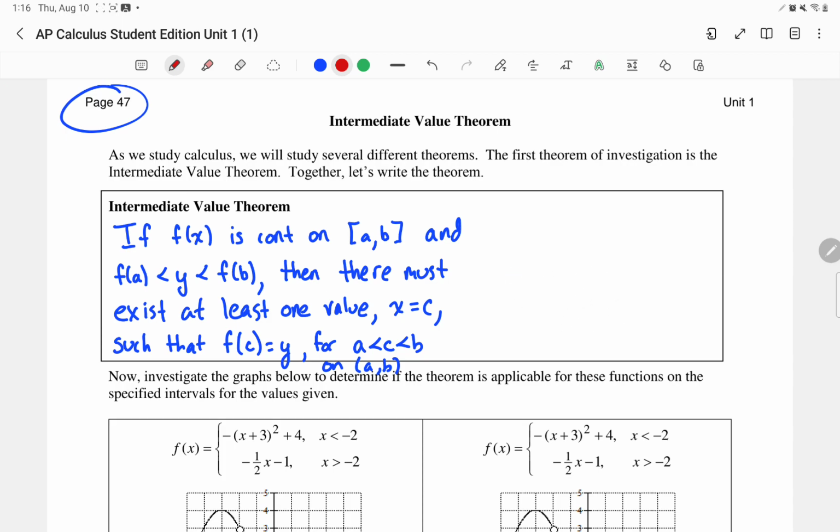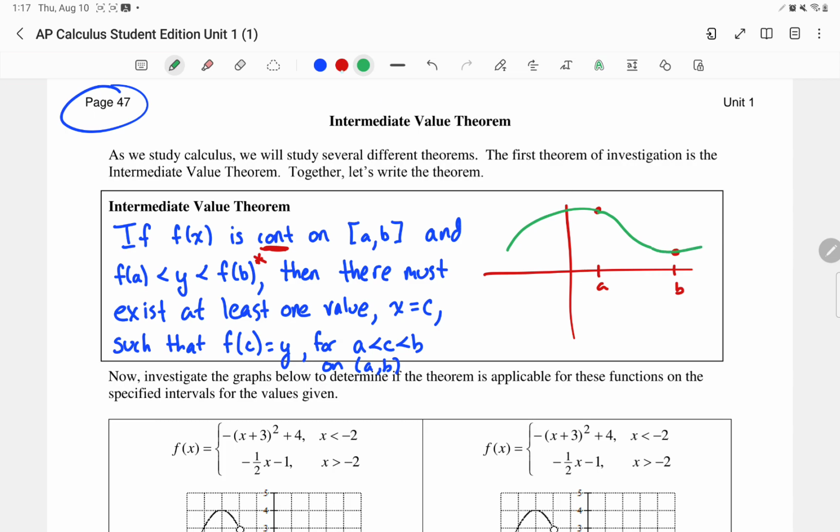So if we think of this graphically, what we can do is just draw a graph here. And I'm going to put an a value and a b value. It doesn't matter if f of a is smaller or bigger. This could be backwards. So f of a could be our bigger value, f of b could be some smaller value. But here's the big thing: if this graph is continuous, it doesn't matter what it does as long as it's continuous.